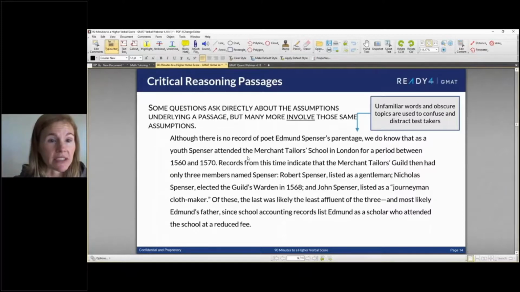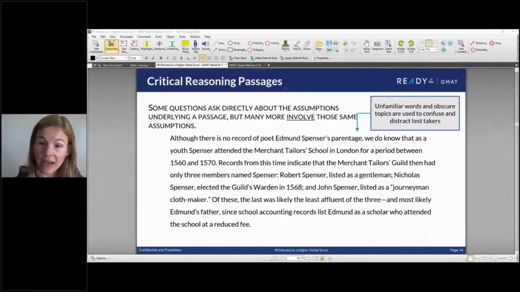So, the critical reasoning passage. We've got a practice slide here. This is one about Edmund Spenser's parentage. My task for you is to read this passage and tell me what the conclusion is. I will underline some portions here, and I'll put a letter above each, and I'd like you to tell me which letter you think is the conclusion in this passage, okay?